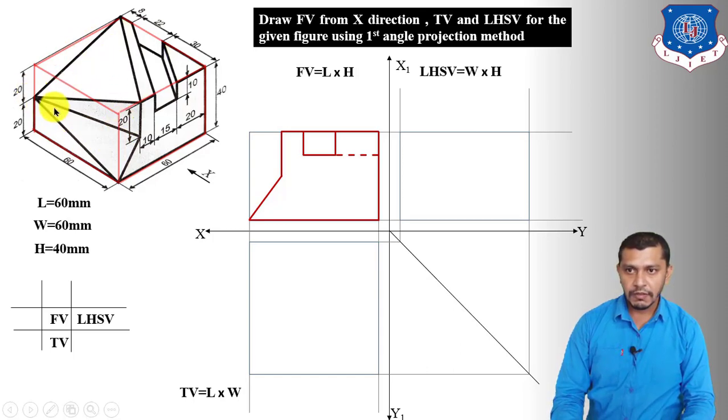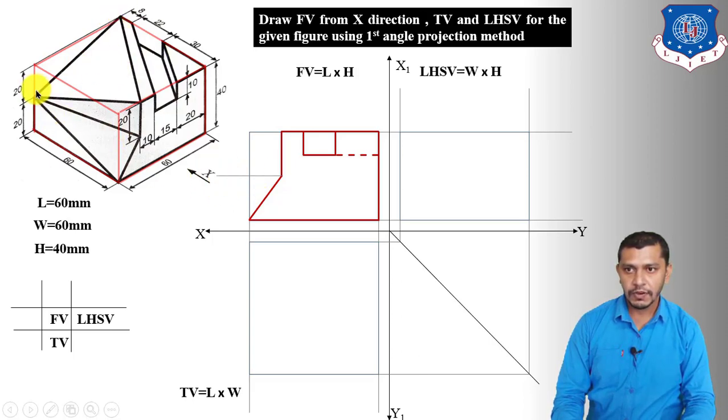So this point will give us the projection over here in the front view, 20 mm below the top edge, 20 mm above the bottom edge. So it will give us the exact projection over here at this point. So this point is going to be projected over here exactly. So we have to connect all the slant edges at this point.